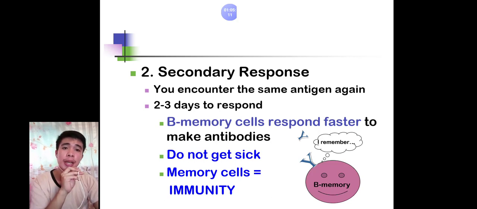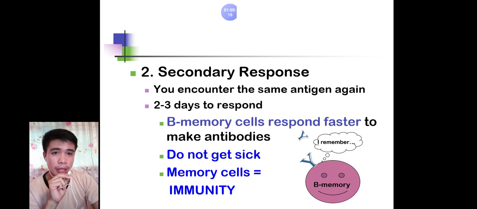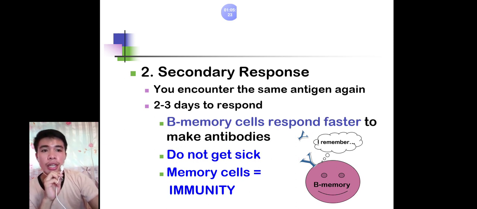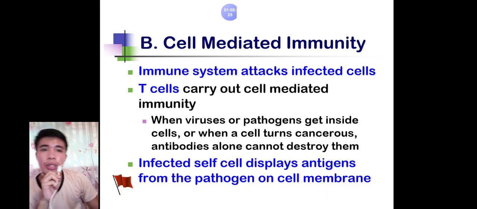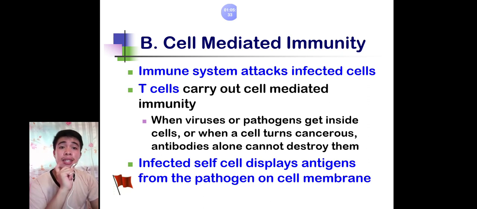Secondary response: you encounter the same antigens again, and it takes 2 to 3 days to respond. B memory cells respond faster to make antibodies, so you do not get sick. Memory cells equal immunity. Now cell-mediated immunity: the immune system attacks infected cells. The T cells carry out cell-mediated immunity. When viruses or pathogens get inside the cells, or when a cell turns cancerous, antibodies alone cannot destroy them.